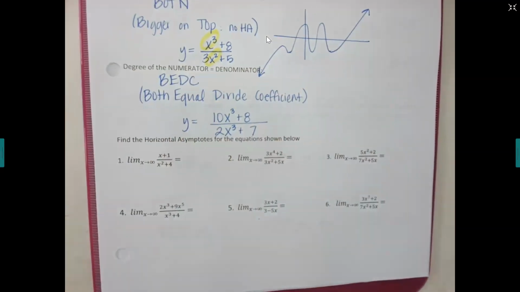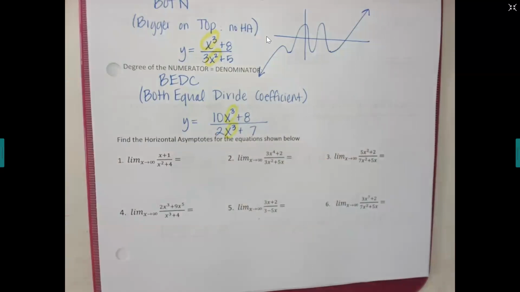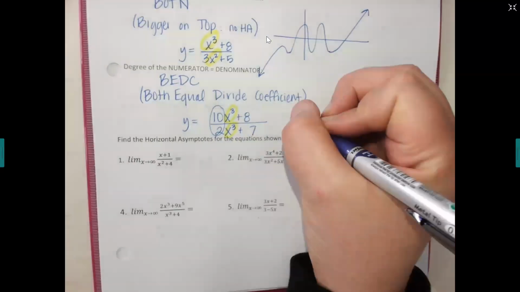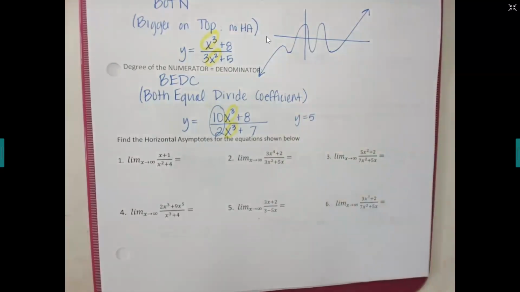First question I would ask you: is it bigger on top, bigger on bottom, or are they both equal? You would say both equal, because what's the power on top and on bottom? They're both x^3. That means that it's a Betsy. You're going to divide the numbers in the front, the coefficients, to find out what your ends flatten out to. So in this case, I would do 10 divided by 2. What is that? Then y equals 5 is going to be where your ends curve off.